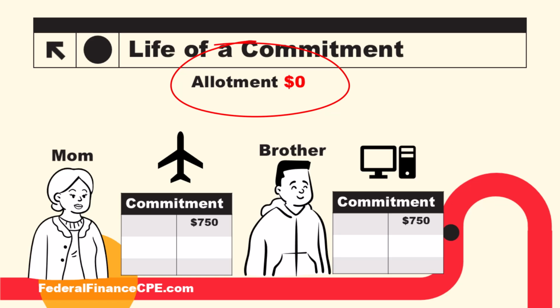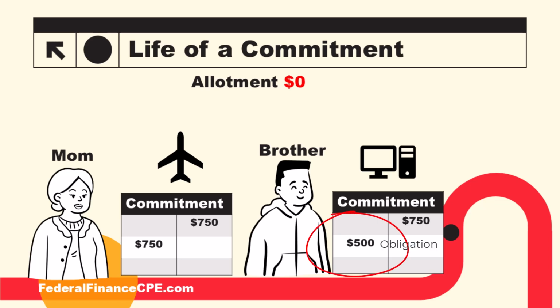Watch what happens to brother's commitment tracking now. His original $750 commitment is split into two parts, being $500 for the computer and the remaining $250 outstanding. Mom's commitment stays steady at $750. She's still confident in her travel cost estimate. This shows how different parts of your agency might have various levels of certainty in their planning.